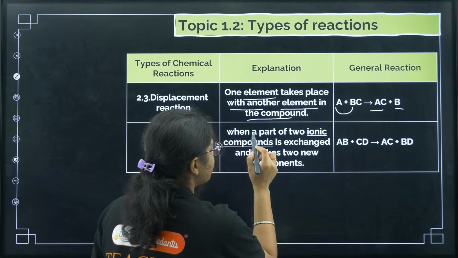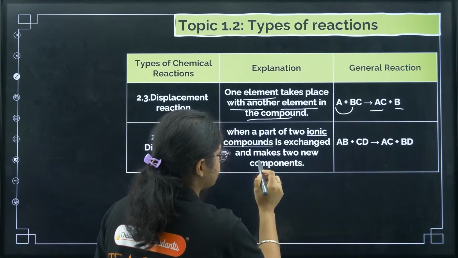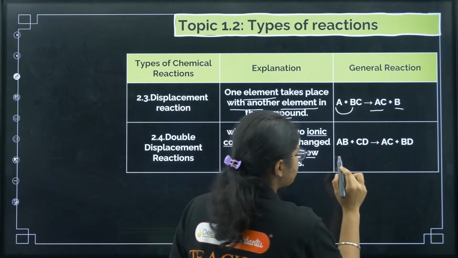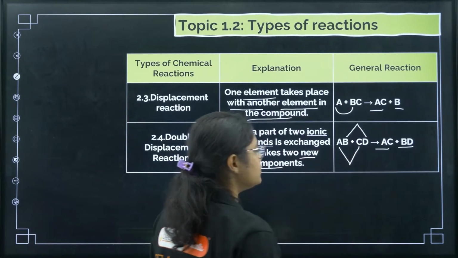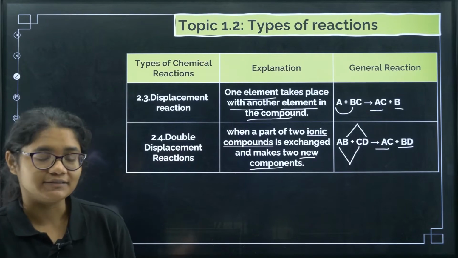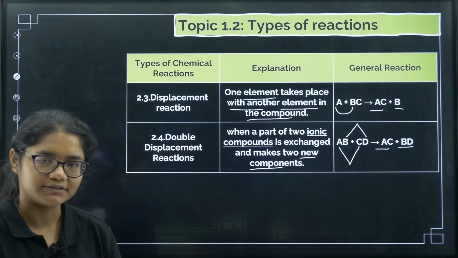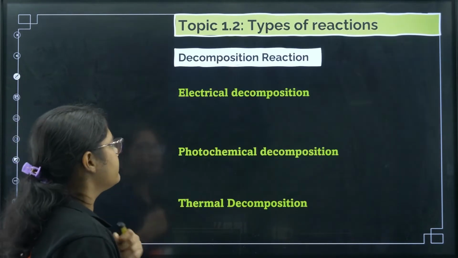Double displacement is when a part of two ionic compounds is exchanged and makes two new components. So from here A and C have combined and B and D have combined to give you two new components. These types of reactions are called double displacement reactions. Clear? Fine.